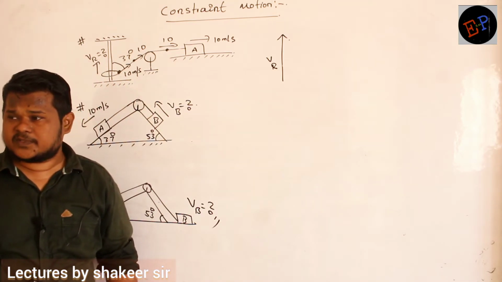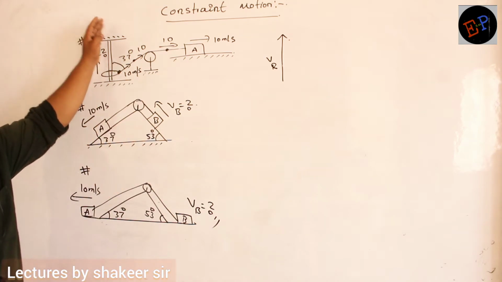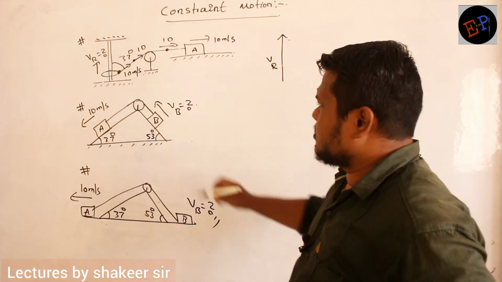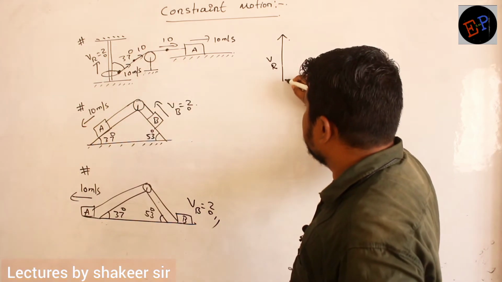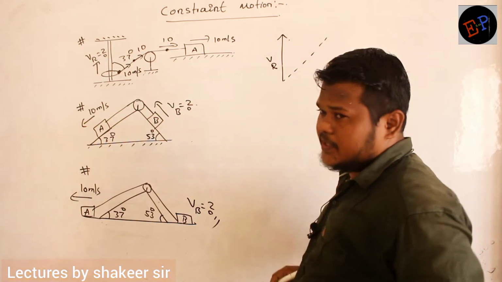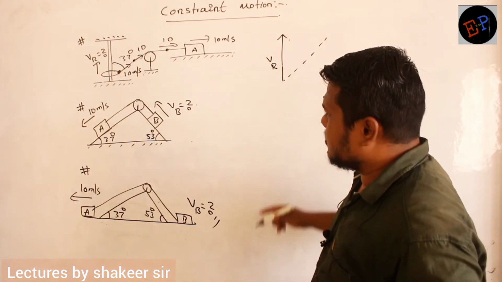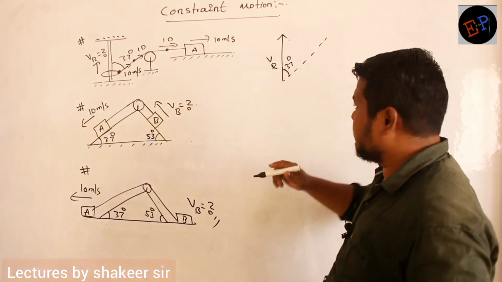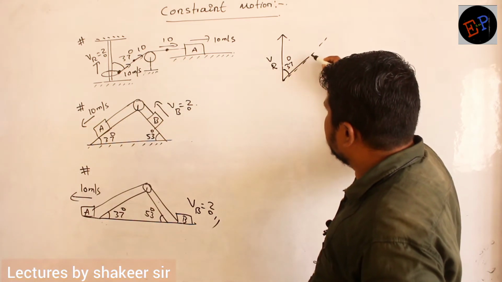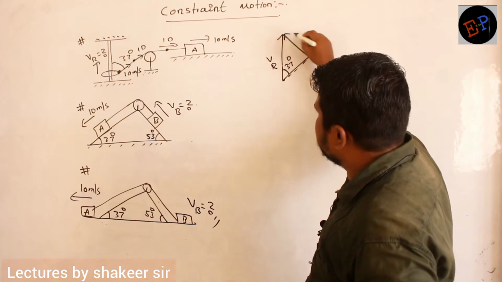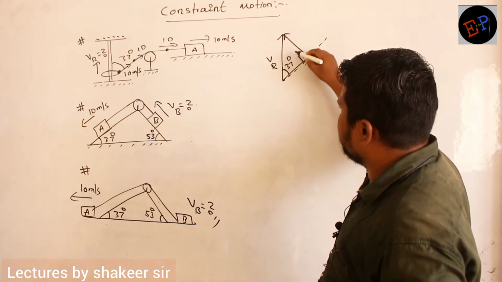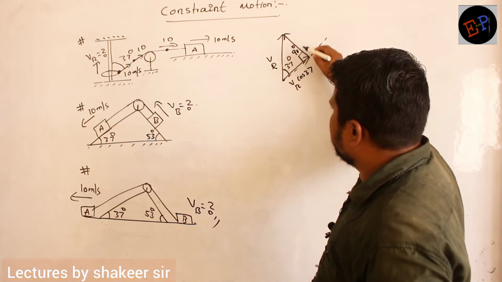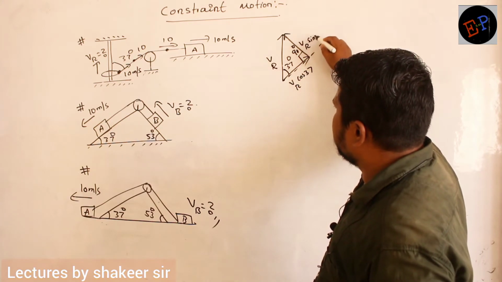Resultant velocity should be in which direction? In this direction. So I will split that resultant velocity into two components such that one component is present in the direction of the rope. This is my rope direction, and how much angle is it making? It is making an angle of 37 degrees. So split this into two components. Here the angle should be 90 degrees. So this is VR cos 37 and this is VR sin 37.